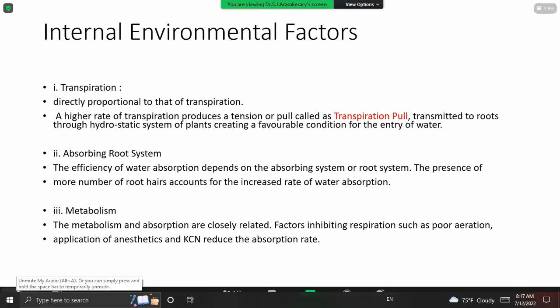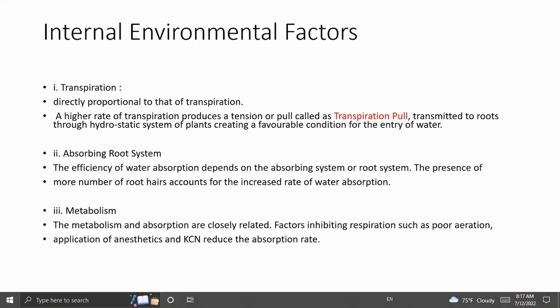No problem. Now, I will come to the internal factors. Three internal factors. One is transpiration, absorbing root system, then metabolism. In general, what will happen? The transpiration is high, absorption is high. This is what we call transpiration pull.